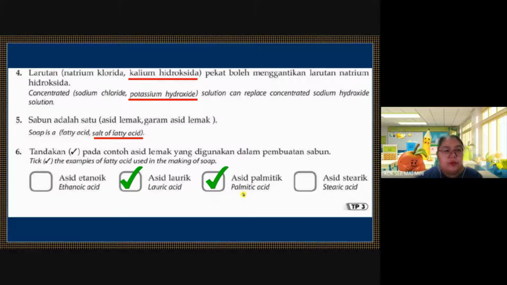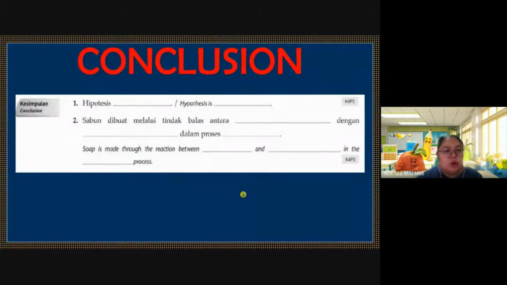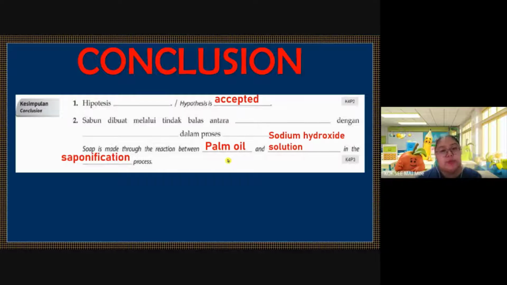Okay, then after that we go to the conclusions, the last part. Conclusion, first one, you must answer that the hypothesis is accepted. You must mention this one. Then number 2, the salt is made through the reaction between palm oil and sodium hydroxide, which is an alkaline, in the saponification process. So this one completes your paper.